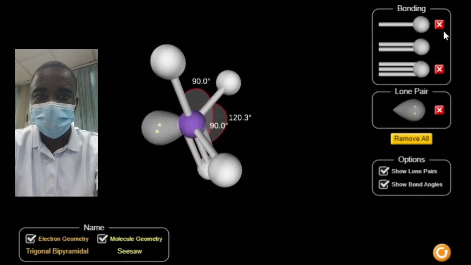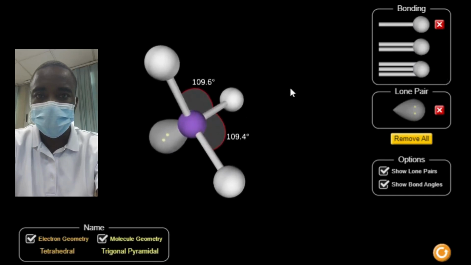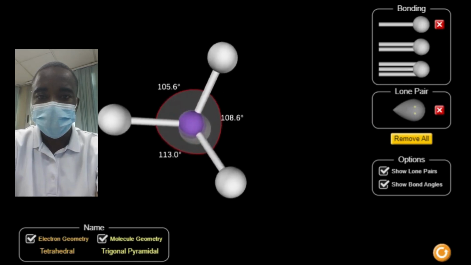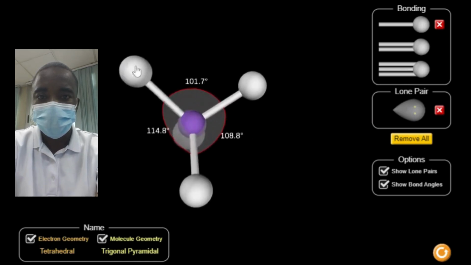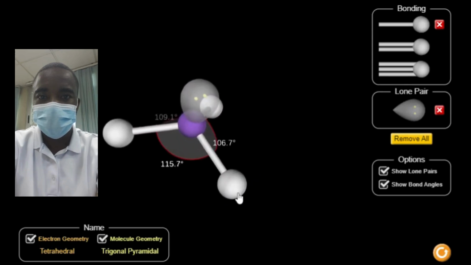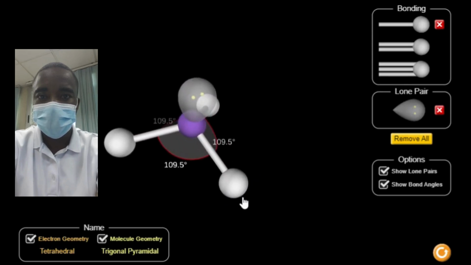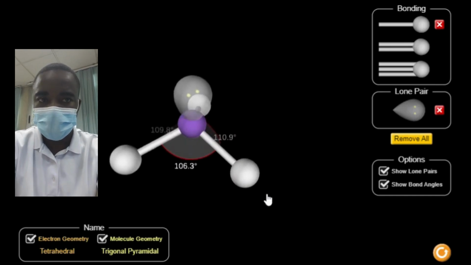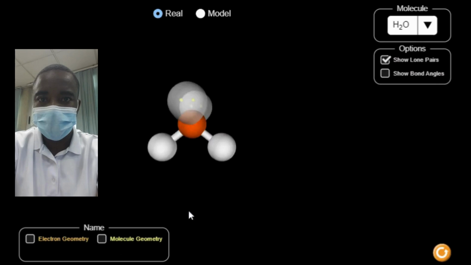The visual nature of the simulation makes abstract concepts more tangible. Students can observe the three-dimensional structure of molecules, the arrangement of electron pairs, and the bond angles in real time, helping them to grasp complex ideas more easily. The simulation offers immediate feedback, allowing students to see the results of their adjustments instantly. This helps correct misunderstandings quickly and reinforces learning through trial and error.